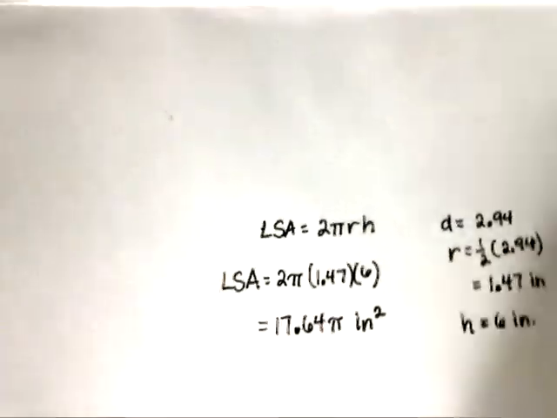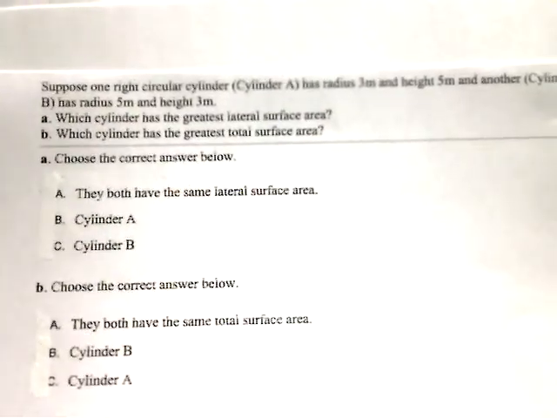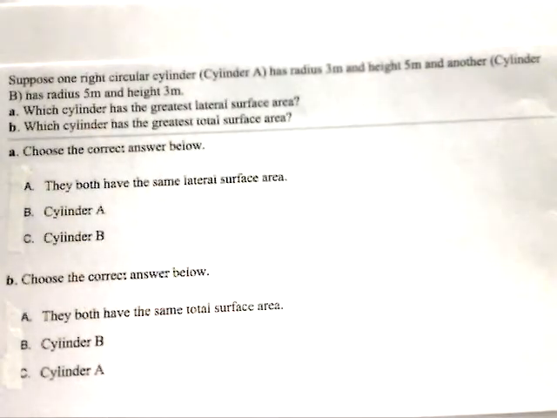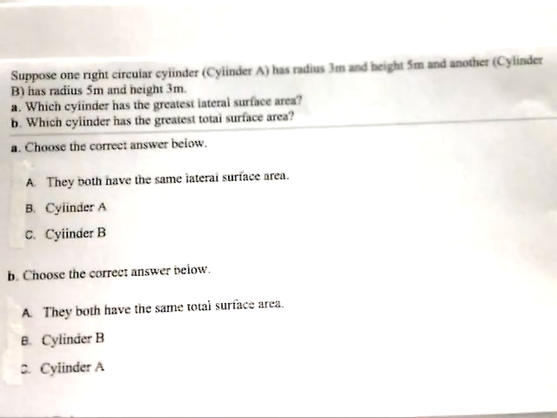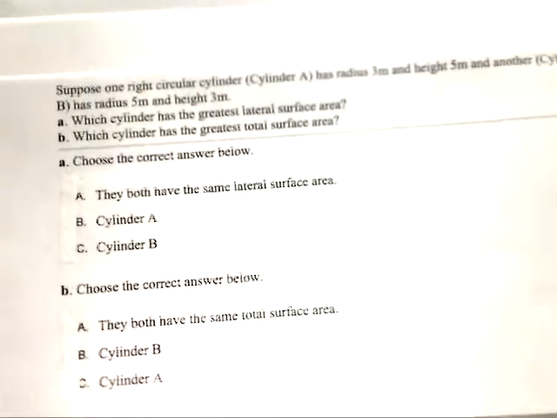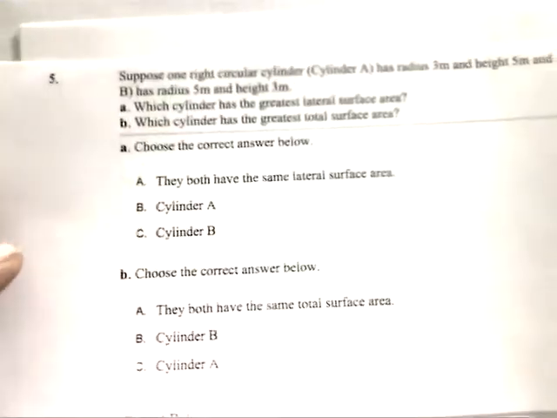Okay. And finally, let's suppose one right cylinder, called cylinder A, has a radius of 3 meters and height 5 meters, and another called cylinder B has radius 5 meters and a height 3 meters. And this we want to answer in 2 parts. Which cylinder has the greatest lateral surface area, and which cylinder has the greatest total surface area? Okay, so now in this case here, we're going to look at cylinder A and cylinder B and find the lateral surface areas for each one of those.